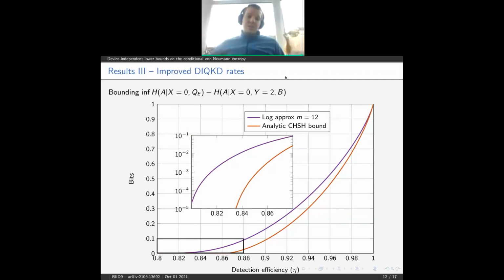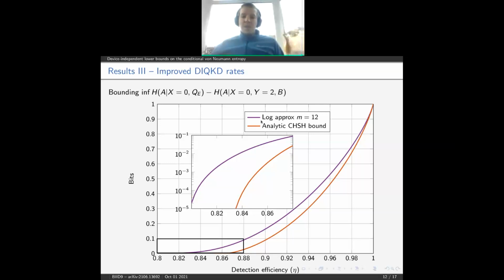We also looked at QKD rates. So we're looking at bounding the Devetak-Winter bound. And in this plot, again, we constrain the devices by some full distribution. For our technique, we're looking at devices with some fixed detection efficiency and how much key they can generate. And we compare it with the best known protocol previously, which was based on the tight analytical bound for the CHSH game. So this is this red curve here.